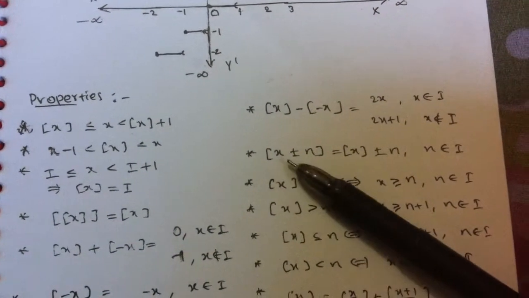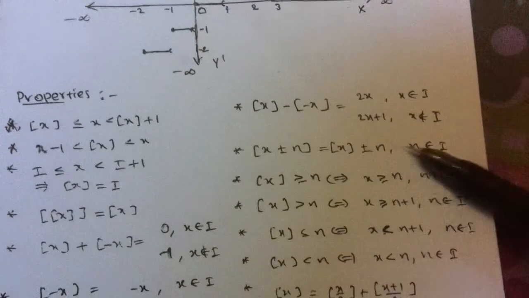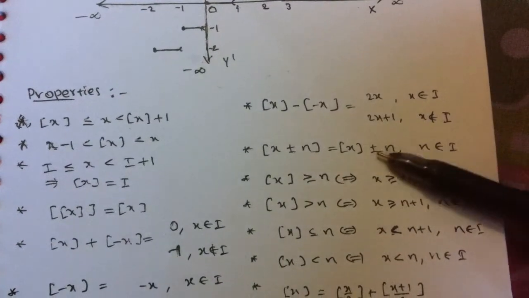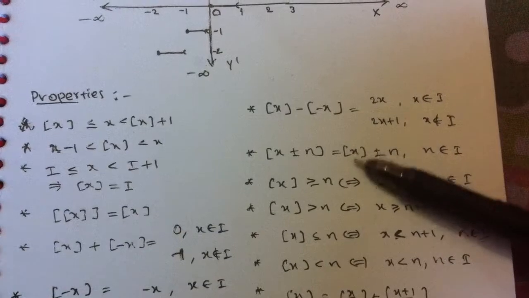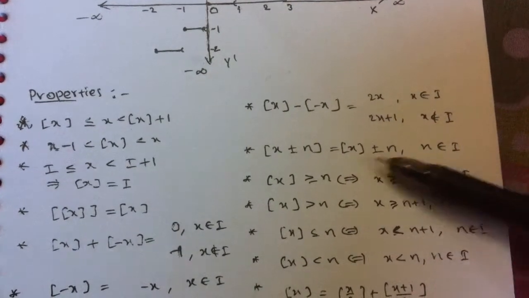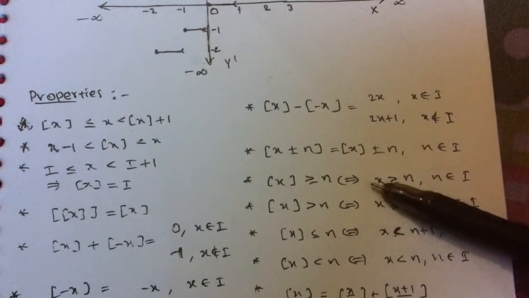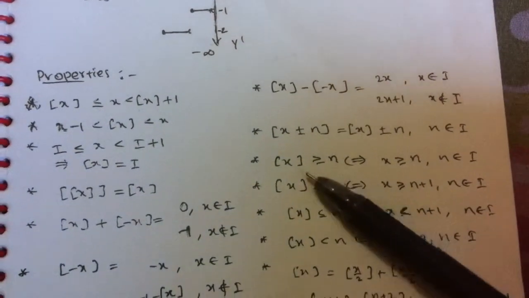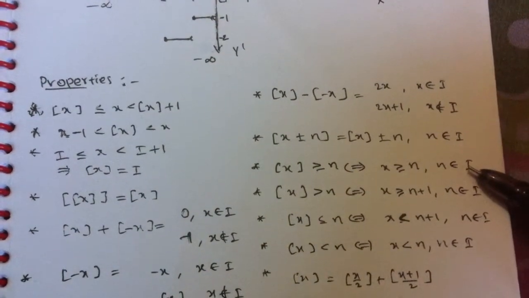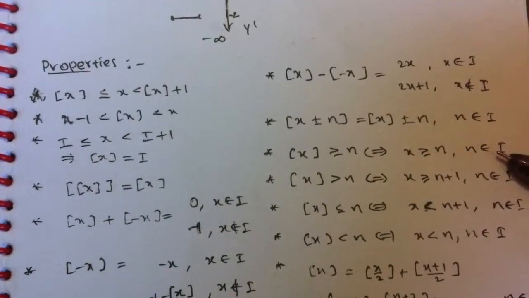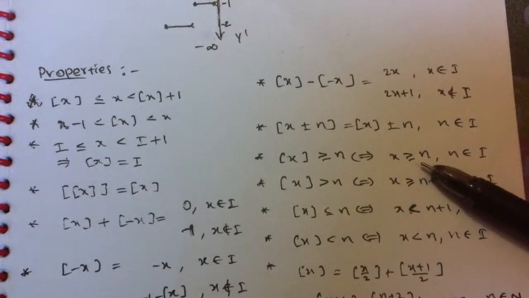Next, look at here. Step of x plus or minus n, where n is an integer. Then you can directly answer this through this property: step of x plus or minus n. That means you can take out the n value from the step function. Step x is greater than or equal to n, where n is an integer, if and only if x is greater than or equal to n.